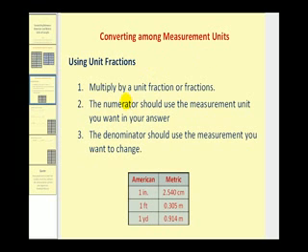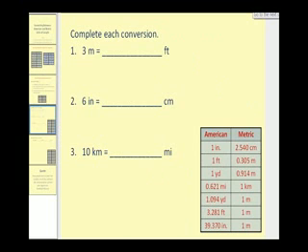What that means is we're going to multiply by a unit fraction or fractions to do the conversions, where the numerator will be the measurement unit we want in our answer, and the denominator will be the measurement we want to change. Let's go ahead and take a look at a few examples.